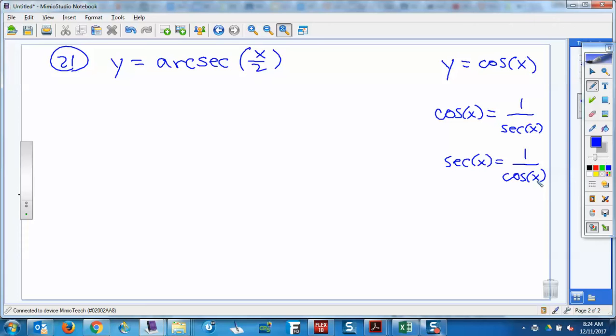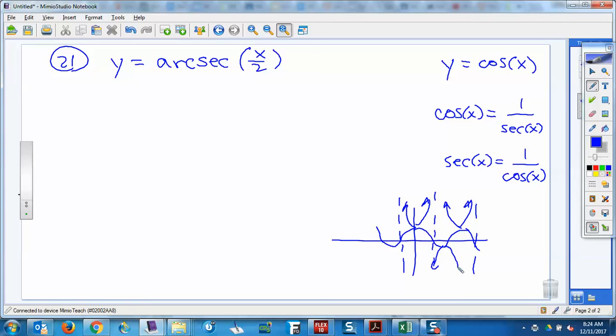You guys remember what the secant graph looks like? The secant graph is you take your cosine graph and you do this, and then you put asymptotes everywhere cosine is 0, because if cosine is 0, this is undefined, right? And you get this, and then you have the graph that goes up like that. Remember that? Like that. I missed an asymptote in there. But anyway, you get the point, right? That's what the secant graph looks like.